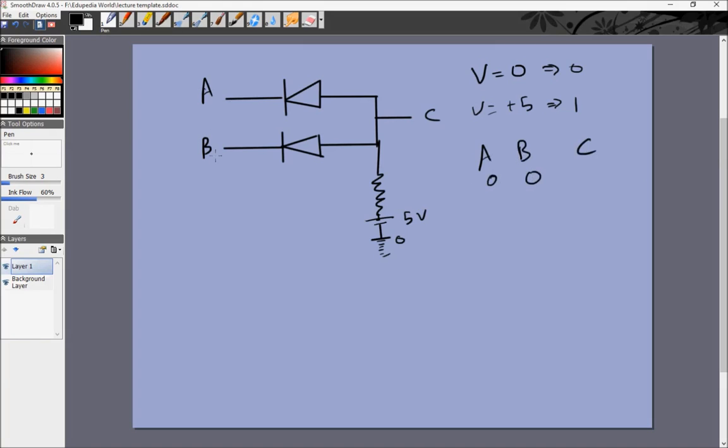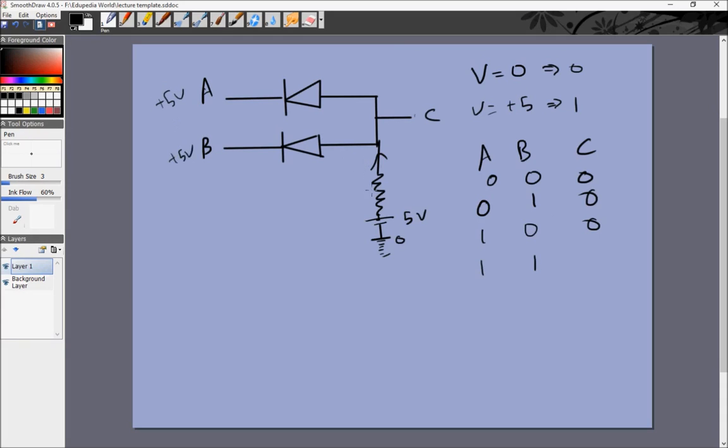In that case, both these junctions would be forward biased, and current will flow from this direction to this side, and since all these are wires, this is the only place where the potential difference would be. The potential here would be the same as here, which would be 0. What if B had a potential of plus 5 volts? In that case, there would be no current flowing through B, but the current still would be flowing through A, and since this is still short circuited, this would have the same potential as A, which would be 0. Similarly, 1 0 would give 0.